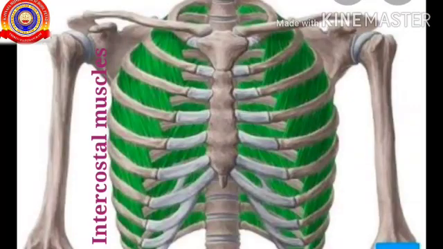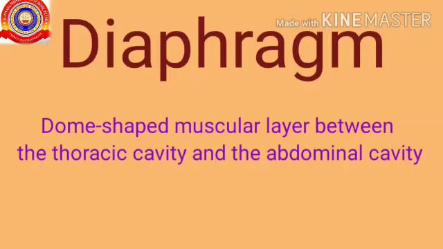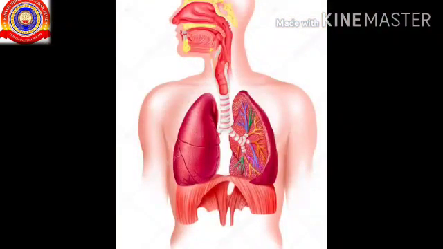In between the ribs, there are specialized intercostal muscles. The combined working of the intercostal muscles and the diaphragm helps in increasing and decreasing the volume of the thoracic cavity. Diaphragm is a dome-shaped muscular layer between the thoracic cavity and the abdominal cavity.